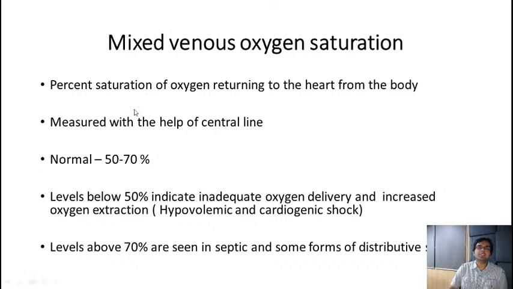Mixed venous oxygen saturation is the percentage saturation of the oxygen returning to the heart from the body, and it is measured with the help of a central line. The normal value of this is around 50 to 70%. However, levels below 50% indicate that there is inadequate oxygen delivery and increased oxygen extraction by the tissue, which is prevalent in cases of hypovolemic or cardiogenic shock. Levels above 70% are seen in sepsis and some other forms of distributive shock.